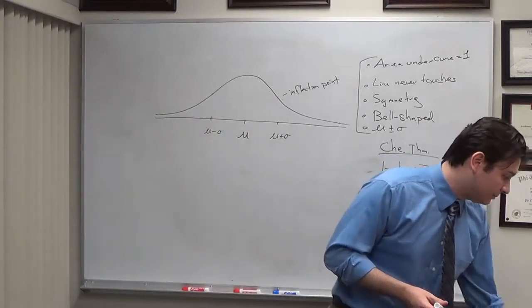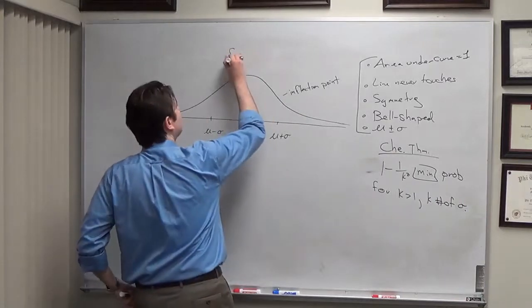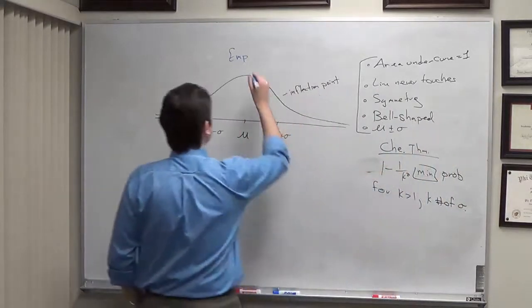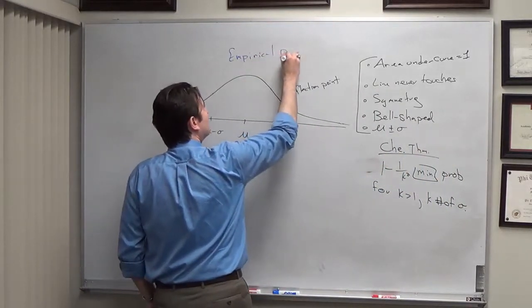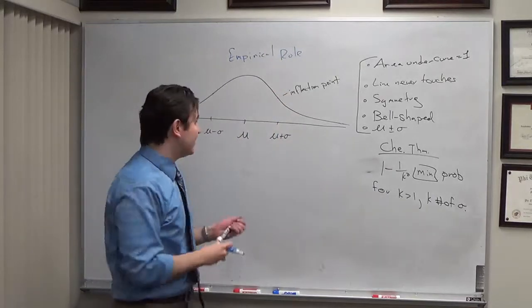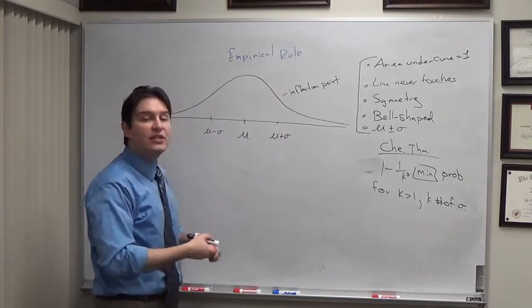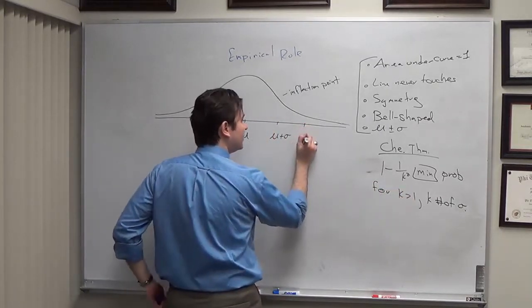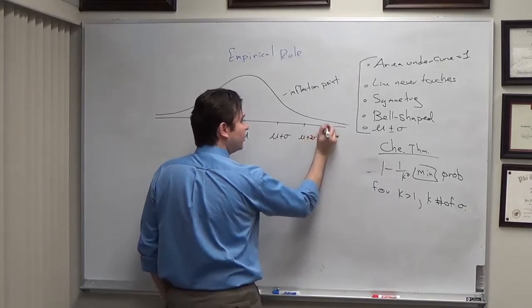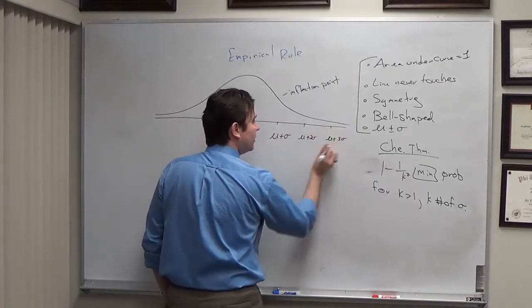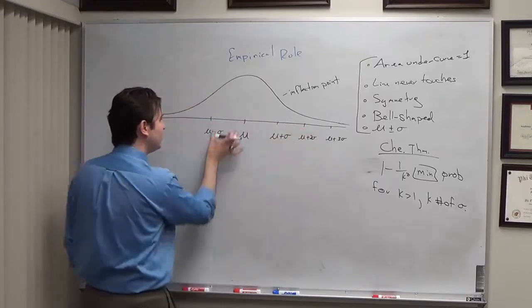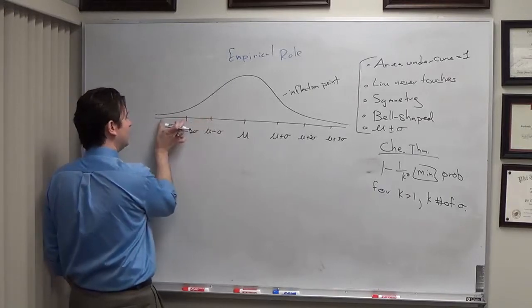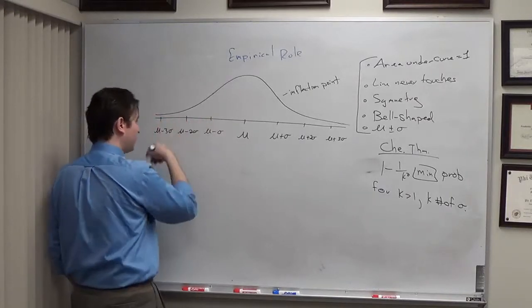So let me draw that up. And the empirical rule says this. We're going to travel in standard deviations, just like Chebyshev suggests we do. Mu plus sigma, mu plus 2 sigma, and mu plus 3 sigma. And I'm not very good at drawing, so pretend like these are all the same spaces. Mu minus 2 sigma and mu minus 3 sigma.